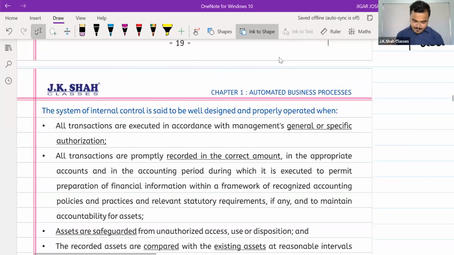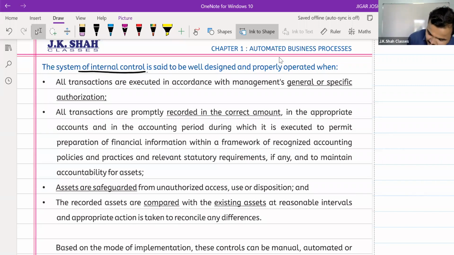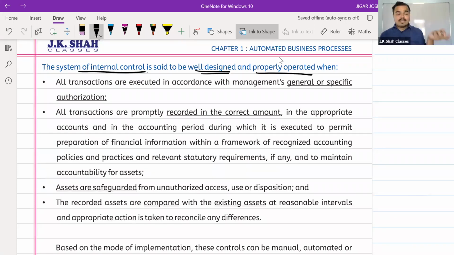Moving ahead to the next one. See this. When can one say that in our organization we are working with the best internal controls? If anyone wants to give this statement, that internal controls are well designed and properly operated in my company, you can say that. First and foremost, we want that all the transactions must be authorized.